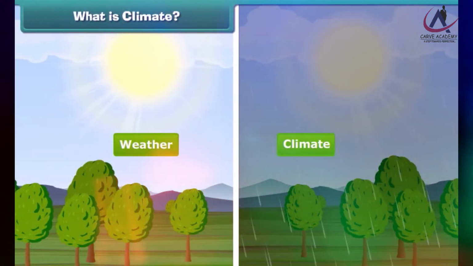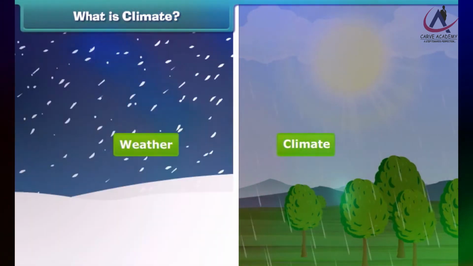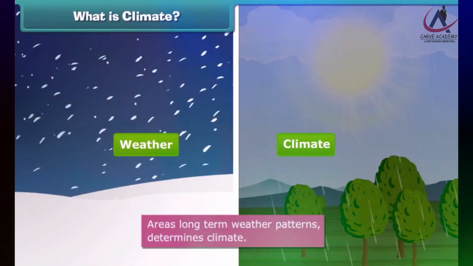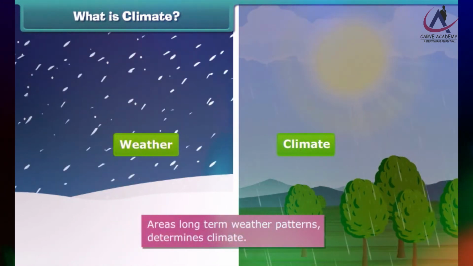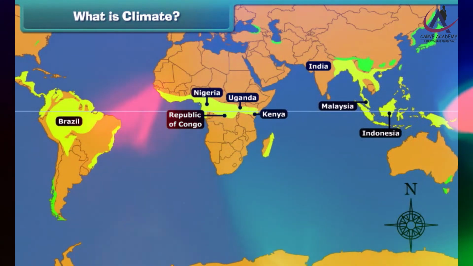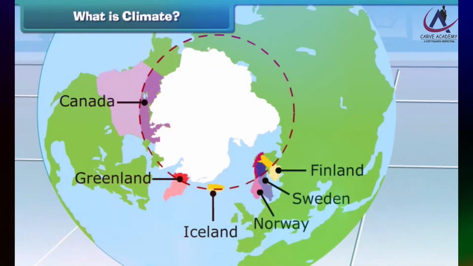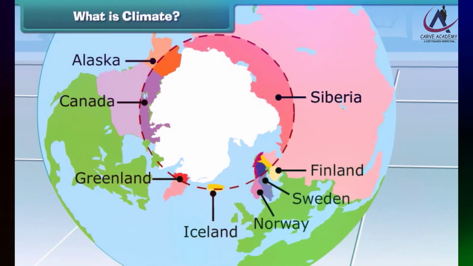Is weather and climate the same? No. An area's long-term weather patterns determine its climate. For example, areas near the equator have a warm climate, and the areas near the poles have a much colder climate. So, children, now you can easily differentiate weather from climate.